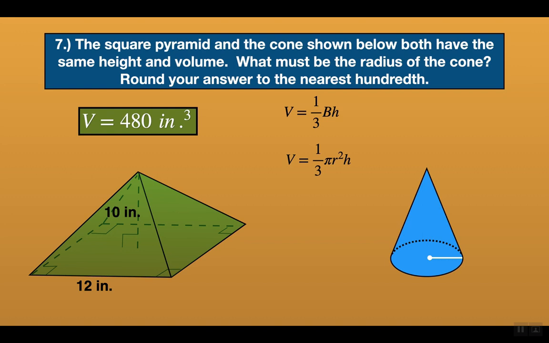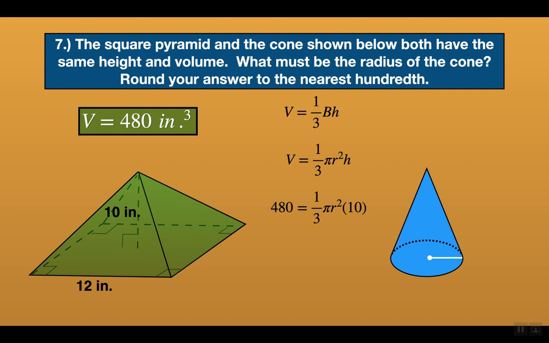That's the question. Do we know the height of the cone? Yes, we do. In the question, it says that the height of the cone is the same as the height of the pyramid. So that means that the height of the cone is 10. Do we know the volume of the cone? Yes, we do, because in the question, it says that the volume of the pyramid and the volume of the cone is the same. So let's substitute those two values into our formula. Okay, so we substituted the volume and we substituted the height. Now we could go ahead and solve this.